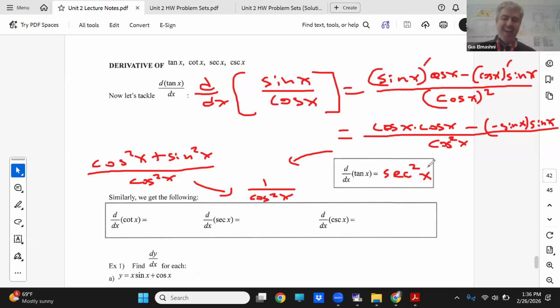Secant is 1 over cosine. Cosecant is 1 over sine. So you can do the quotient rule a few more times. There's a time I'm not going to do it. I'm just going to tell you what the answers are. I'll just give them to you guys. I trust you guys can work these out if you had to.